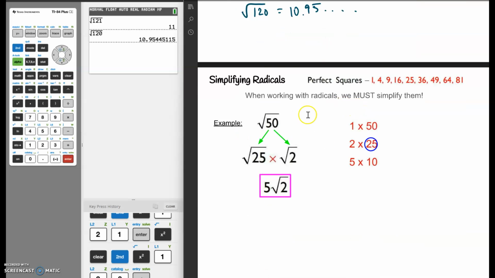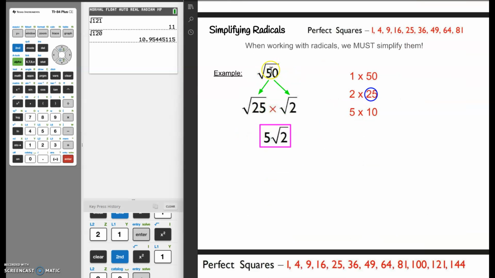So we look at a number, say like 50. Just like we do with factoring a little bit, we think about what numbers multiply to 50. So what are its factors? 1 and 50, 2 and 25, 5 and 10. Now of this list, how do we choose which pair we want to use? We're going to look for the perfect square. On this list, that perfect square is 25.